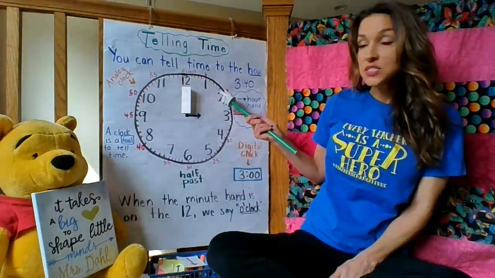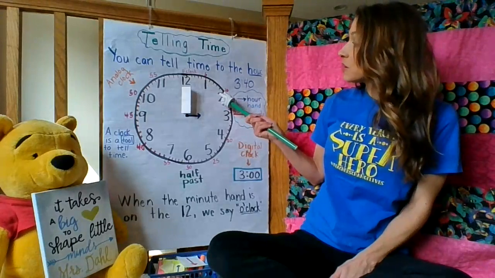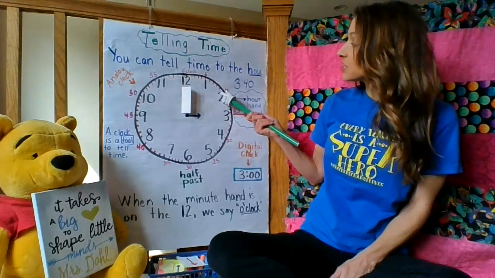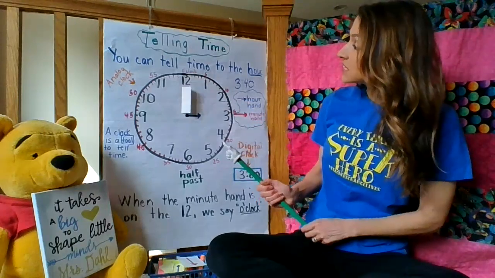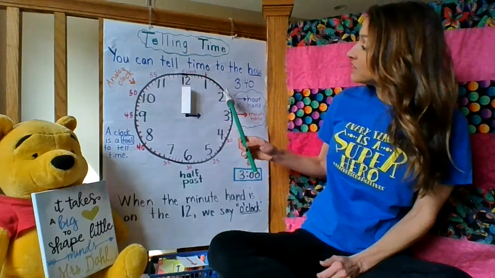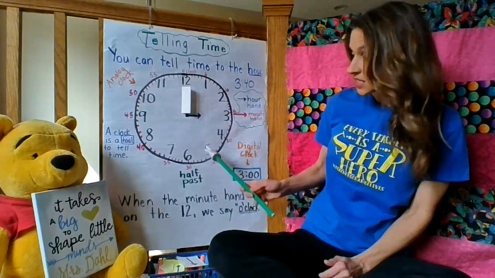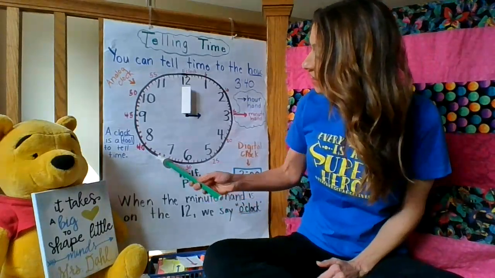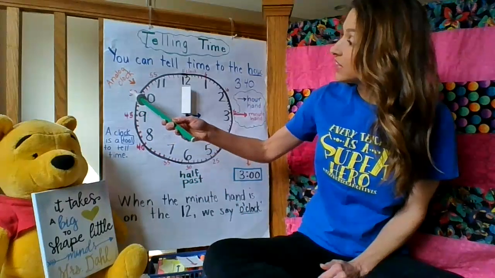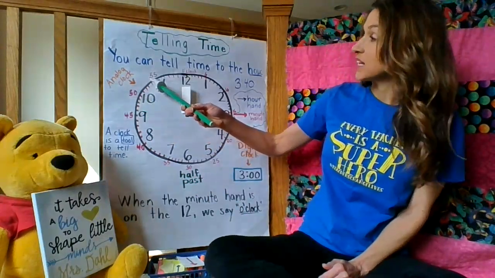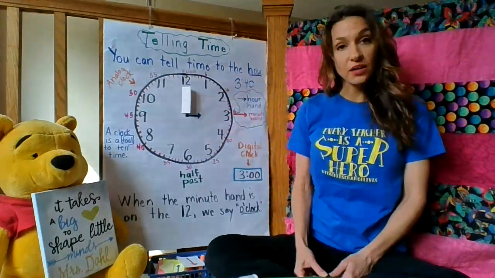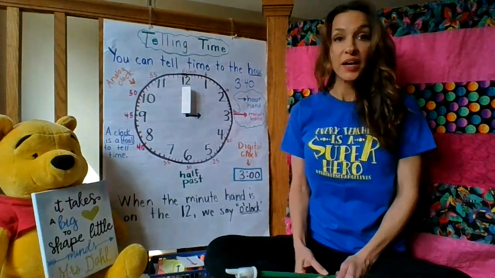So if you notice, we're using these numbers, but it's 5 minutes for each number. So we can count by fives. Let's do that. 5, 10, 15, 20, 25 minutes, 30, 35, 40, 45, 50, 55 minutes, and back to o'clock or 60 minutes in 1 hour.